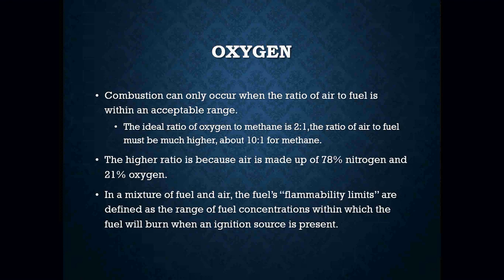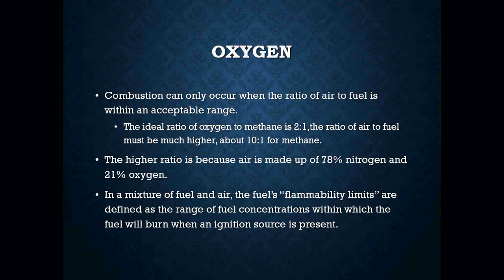Combustion can only occur when that ratio of air to fuel is within those acceptable ranges. The ideal ratio of oxygen to methane is 2 to 1. The ratio of air to fuel must be much higher, probably around 10 to 1 for methane, because air is made up of 78% nitrogen and 21% oxygen. That's the reason why we have to have that different ratio of air for what we're burning.